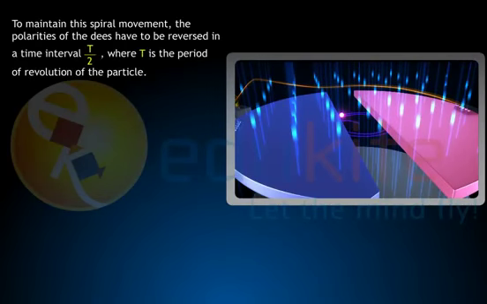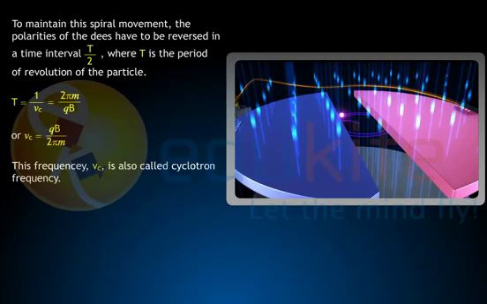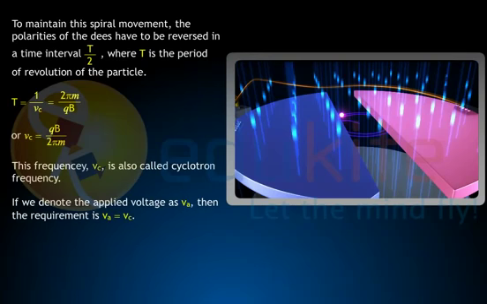To maintain this spiral movement, the polarities of the Ds have to be reversed in a time interval T by 2, where T is the period of revolution of the particle. T equals 1 by νc, which equals 2πm divided by qB, or νc equals qB divided by 2πm. This frequency νc is also called cyclotron frequency. If we denote the applied voltage frequency as νa, then the requirement is νa equals νc. This condition is called the resonance condition.